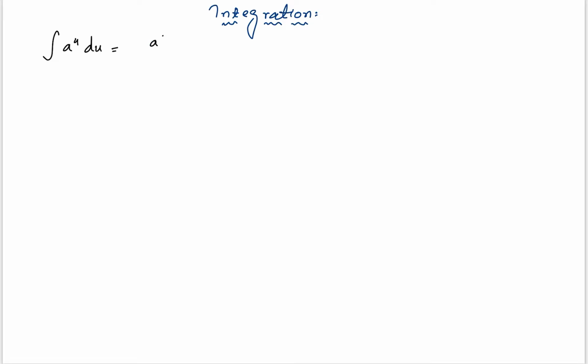The integration of a to the power u will be a to the power u divided by the natural log of a, multiplied by the derivative of u, plus c. Similarly, the integration of e to the power u will be again e to the power u multiplied by the derivative of u.